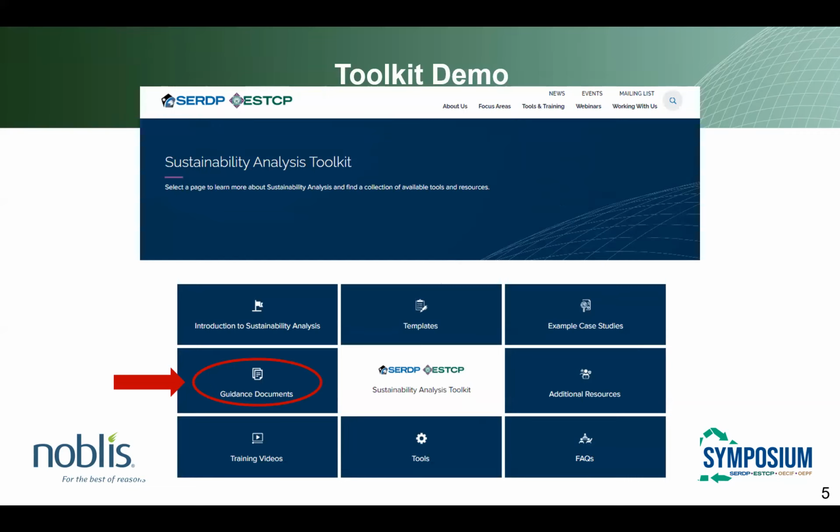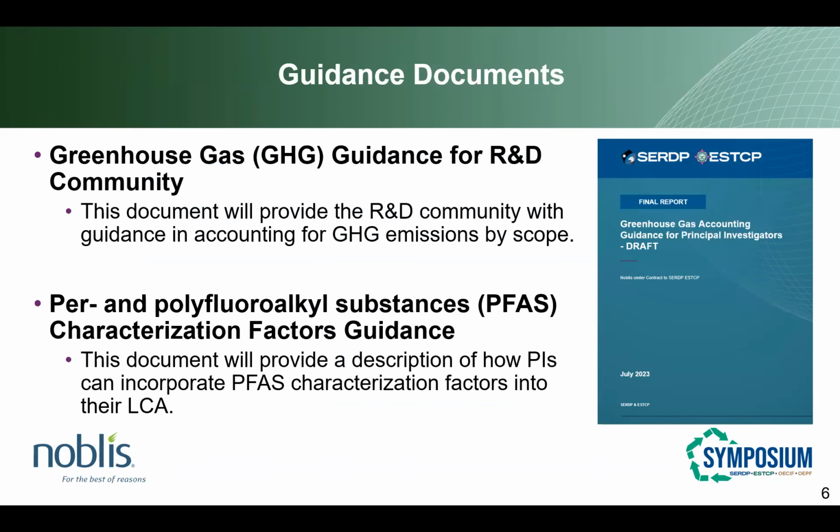So next, if you move to guidance documents, this will take you to 4 main guidance documents. The first is a greenhouse gas guidance for the R&D community. This guidance specifically provides the R&D community with guidance on how to account for emissions by scope. Included is a step-by-step example using a floating line case study, and also the defense input-output scoring factors, which we'll go into. This will help you understand how to account for scope 1, 2, and 3 emissions.